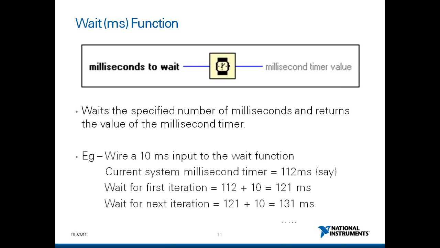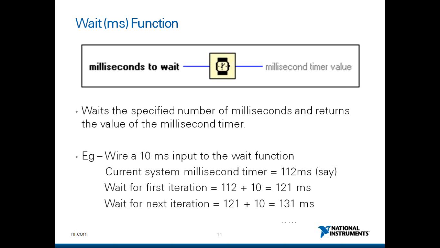So suppose I have wired a 10 millisecond value to my wait function. And if my current system millisecond timer is 112 milliseconds, let's just take that for an example. Now for my first iteration, this function will cause my loop to wait 112, that is the current system time, plus 10 milliseconds, because that's the input that I've given it. And that will cause it to wait for 121 milliseconds for the first iteration. Second iteration, it will simply add another 10 to the same 121 and make it 131, and so on.